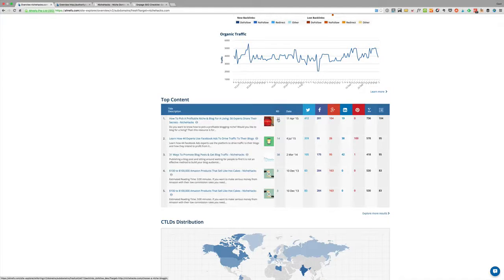So I can see the number of linking root domains, I can see the number of shares across social networks, and so on. So it's pretty interesting to see the best content for them in terms of links, not in terms of traffic. It's quite important. So for example, how to pick a profitable niche and blog for a living: 56 experts share their secrets. A roundup, an expert roundup, got 22 links.